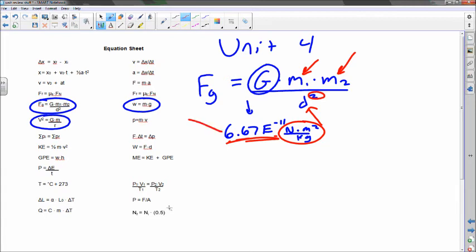This is the universal gravitation constant. It works everywhere in the universe. And that will be listed on the back of your equation sheet.